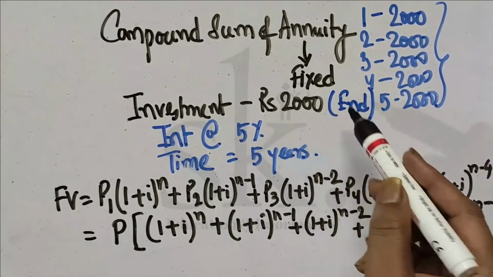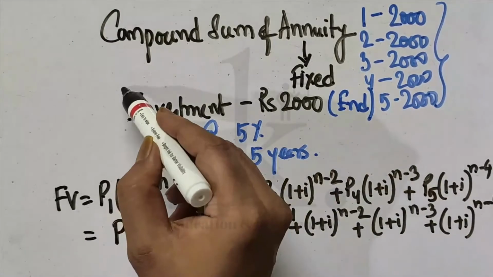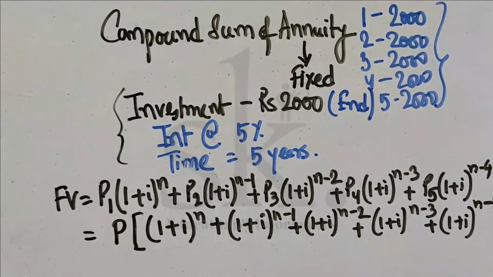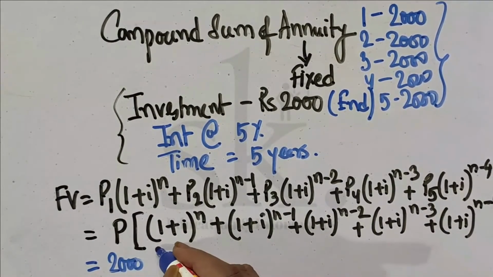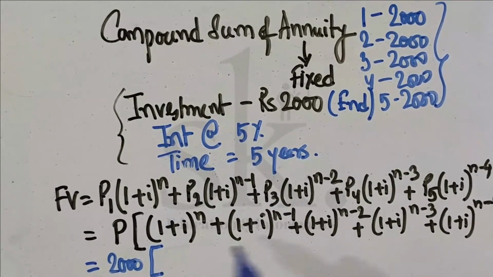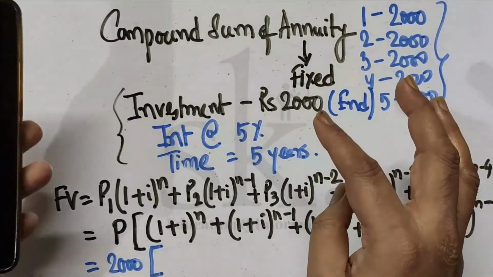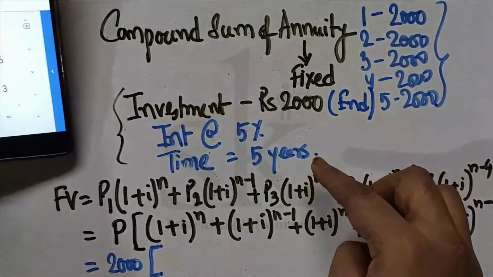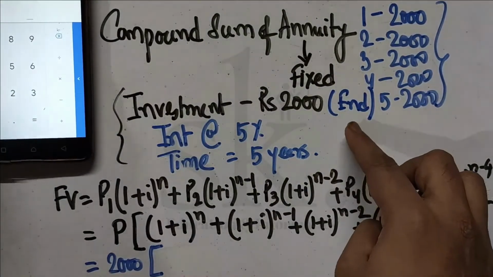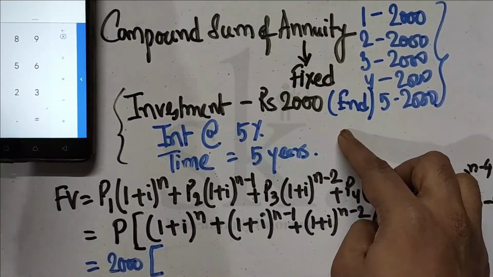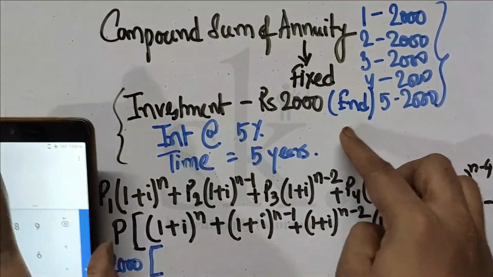Now we take this particular information into consideration to calculate. So what is P? P is rupees 2000, which is fixed. Now to calculate this, (1 plus i) to the power n, where i is the interest, which is 5%, and the time period. Now I said this is all at the end of the year. If you remember, at the start we said at the end of the year.